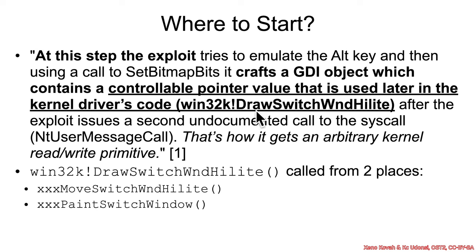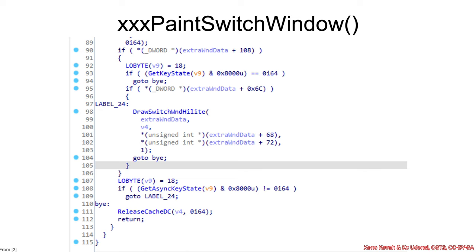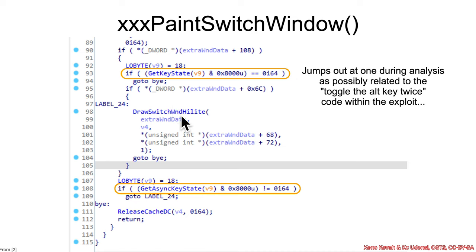Okay, so from this, we know that the theoretical actual exploitation, and the actual usage of attacker-controlled data, occurs in draw switch window highlight. If one looks at where draw switch window highlight is called, there are only two choices. It's either called from XXX move switch window highlight or XXX paint switch window. So then the reverse engineer would go look at those two functions and see which they think is more likely. Inside of XXX paint switch window, there are two references to get key state. And so this suggests that perhaps this is the thing that has to do with that statement of the attacker needing to toggle the alt key twice.